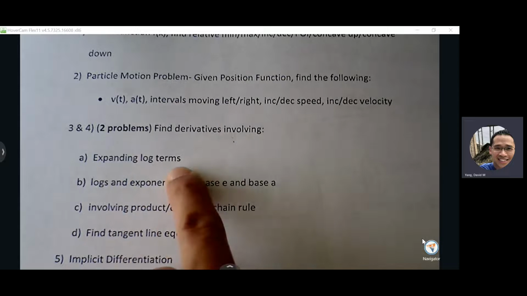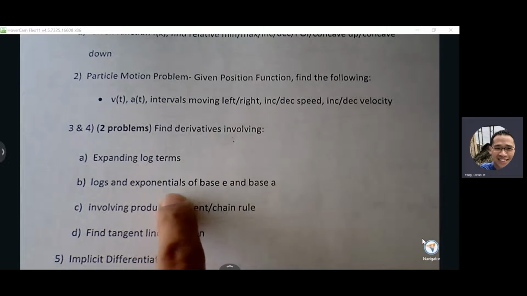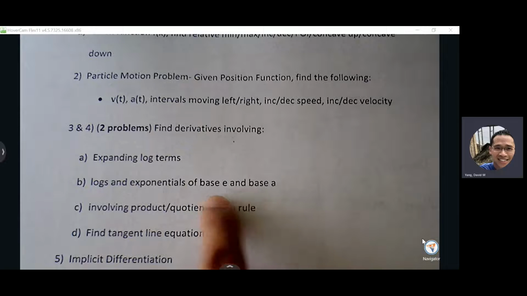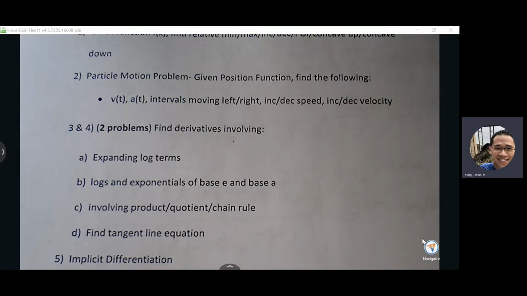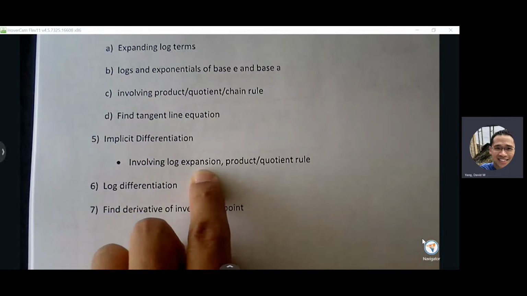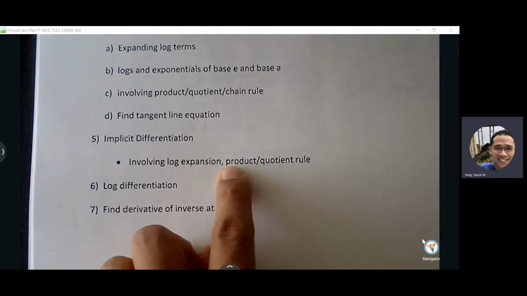Finding derivatives involving log, expanding log terms, which you're going to see on the quiz. Logs and exponentials of base A and base E, you're going to see that on the quiz. Involving quotient, chain, product rule, you'll see that on the quiz. Finding tangent line equation, okay. And then we recently did implicit differentiation, so that will be on the test. It won't be on the quiz.